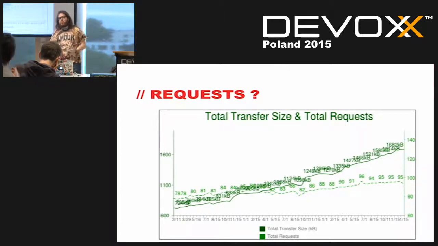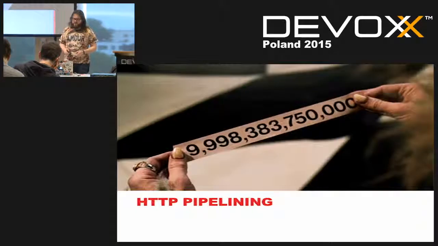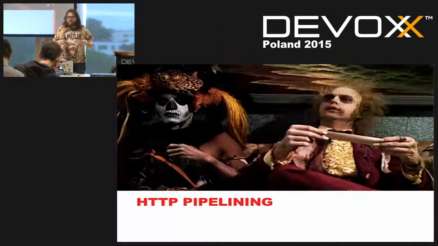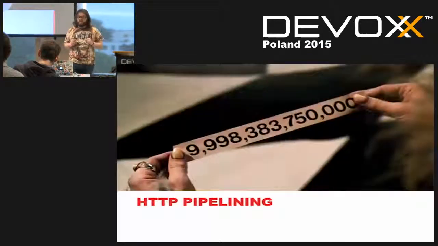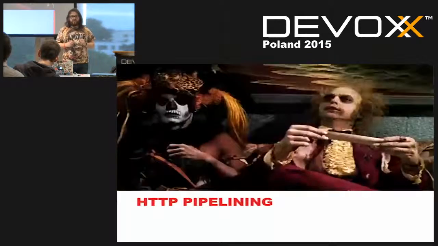We have huge loads on web pages, and mainly we use a lot of assets on the web page, and this is a problem. Because with HTTP, we have something called pipelining. Pipelining is basically, if I ask for something, I have to wait until I have the answer. And this is a problem.